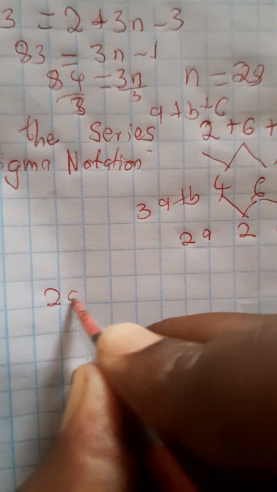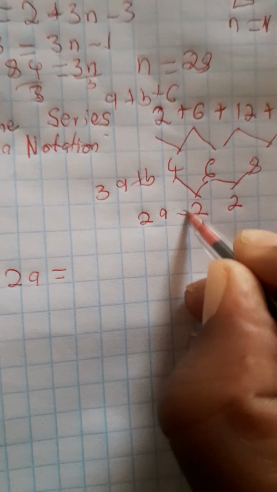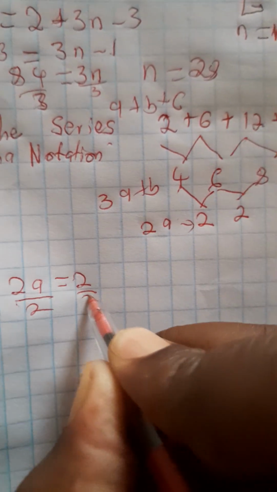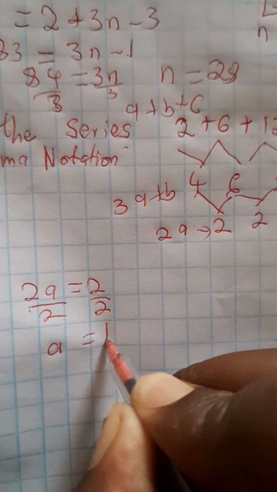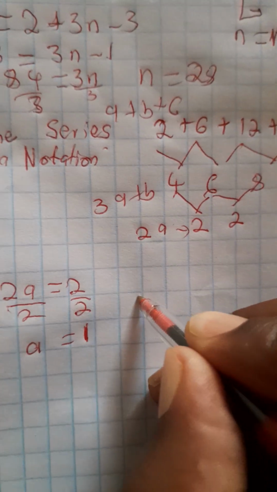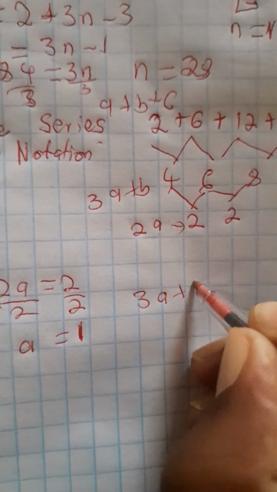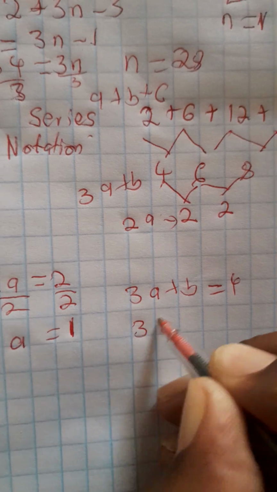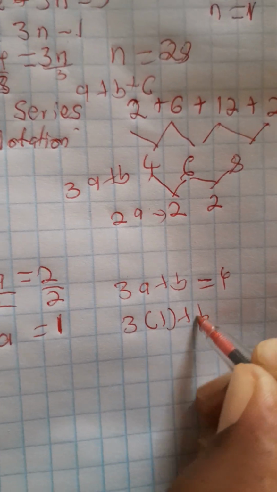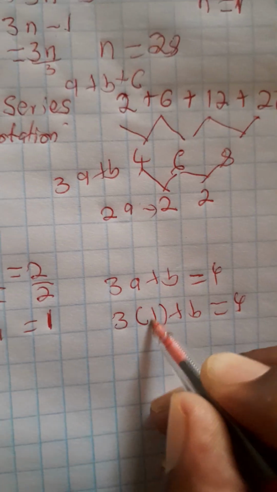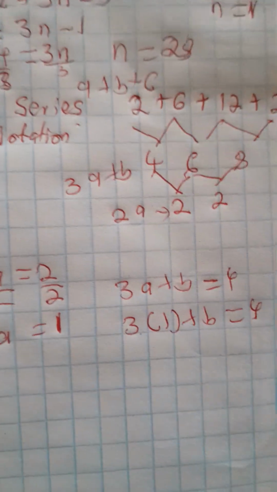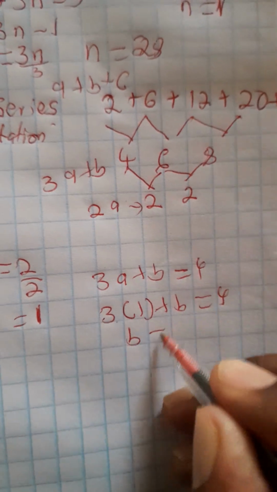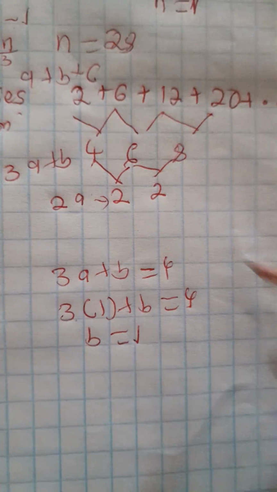In this case, 2a equals 2, which is the second difference. Divide both sides by 2. a equals 1. Then let's look for b. Remember, we're using this formula: 3a plus b equals 4. Where there's a, we substitute 1. Then 3 times 1 is 3. If you take 3 to the other side, we have 4 minus 3, which is 1. Definitely b is 1. So let's look at c.